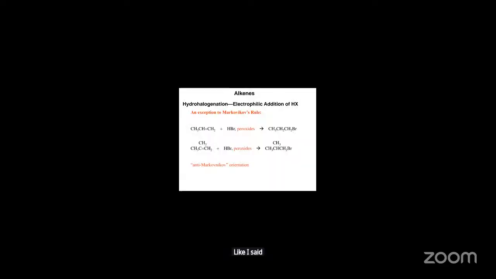Like I said, in alkene, whenever I have something like this and I have peroxide, that peroxide is telling me that this is going to be anti-Markovnikov's, meaning that the carbon that has more hydrogen will be given halide. The carbon that has less hydrogen will be given hydrogen. That is anti-Markovnikov's orientation or arrangement.